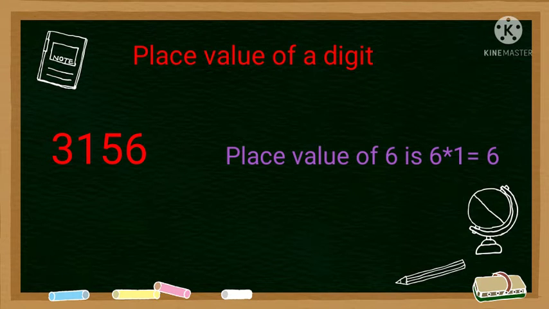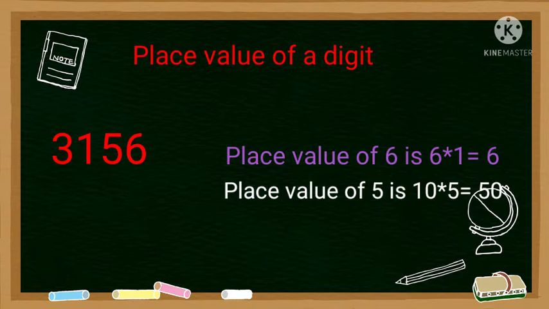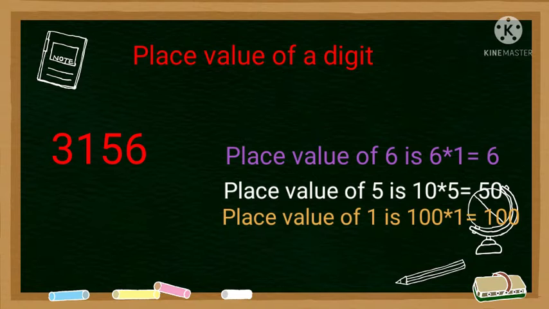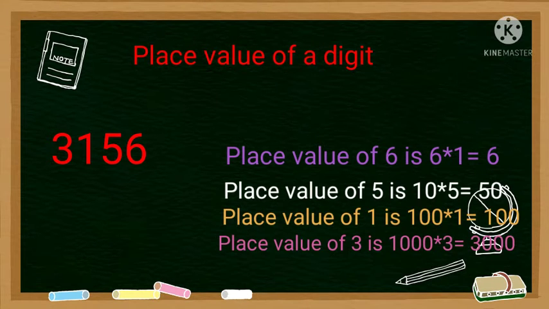For the place value of 5, its face value is 5 and its position is tens. So place value is equal to 10 multiplied by 5 equal to 50. For the digit 1, its face value is 1 and its position is 100. So place value is equal to 100 multiplied by 1 equals 100. Similarly, for the digit 3, its face value is 3 and position value is 1000. Therefore, place value equals 1000 multiplied by 3, that is 3000.